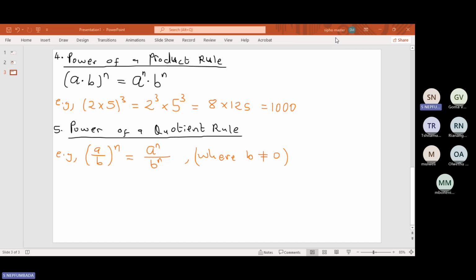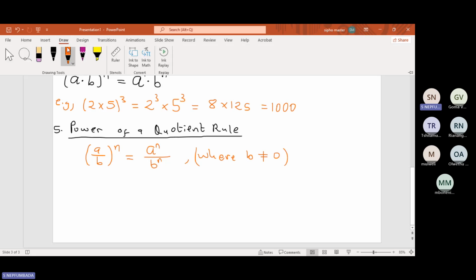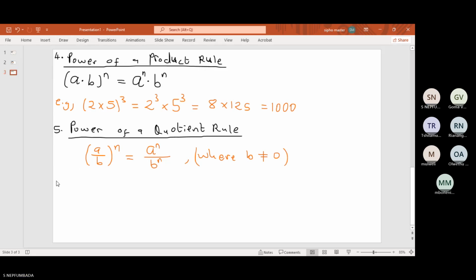So now, let's proceed. Then e.g., oh, I took this as an e.g. This is not an e.g. Our example is the following. Let's say we have 4/3 all to the exponent of 2. So this is the same as what?